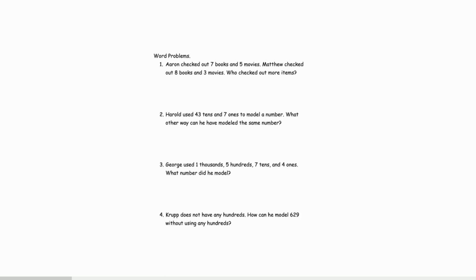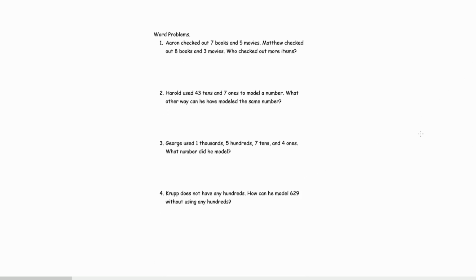Word problems. Aaron checked out 7 books and saw 5 movies. Matthew checked out 8 books and 3 movies. Who checked out more items? So Aaron checked out 7 books and 5 movies. 7 plus 5, simple math, is 12. And Matthew checked out 8 and 3. 8 plus 3 is 11. So 12 is bigger, obviously. So Aaron checked out more items.